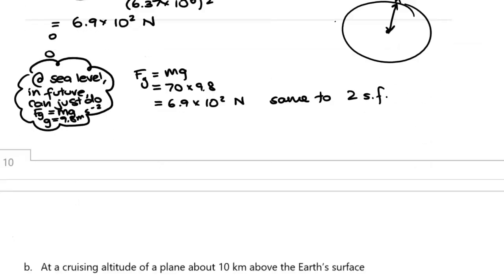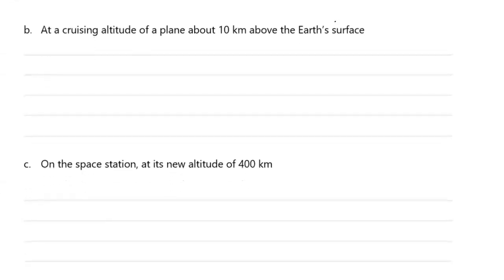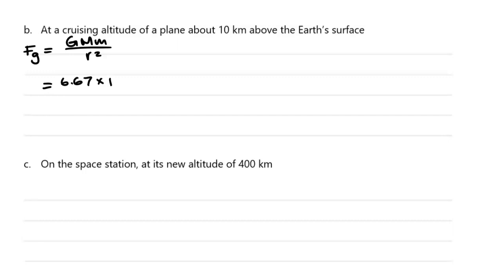So that's all fine. But now, this person is at a cruising altitude of a plane, which is about 10 kilometers above the Earth's surface. So with this example, we need to adjust what we had before slightly. Still need to write the equation before we substitute, so let's pop that down. We've still got the same G. Oops, let's actually substitute. 6.67 times 10 to the negative 11, and the same masses involved. So just substituting those here.